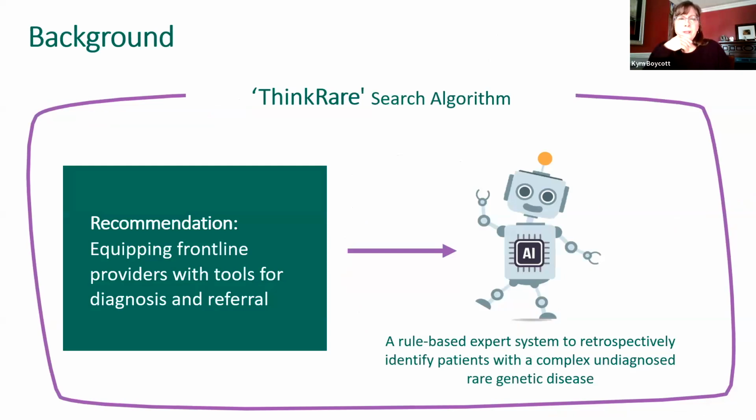So when we started to think about how we wanted to do something with our electronic health record, what we really wanted to do was begin to think about how to equip frontline providers with tools that would enable diagnosis and referral. And really, we were trying to address the challenge that families share with us, that the diagnostic odyssey, this long, continuous bumping from place to place, trying to understand what's going on with their child, is exhausting. And so we started to think about an expert system that we could use to really identify the group of rare disease patients that are complex and undiagnosed.